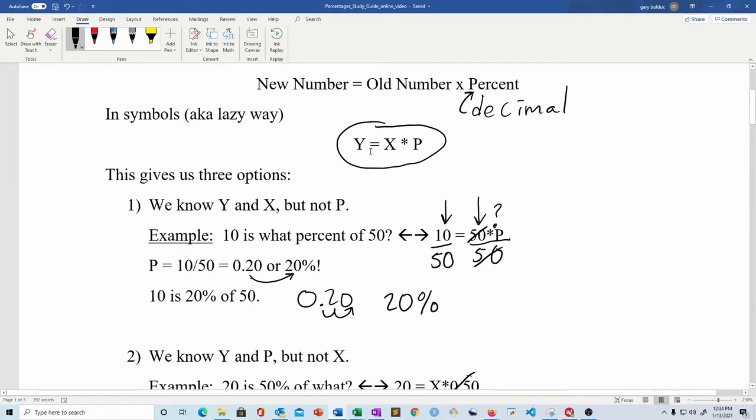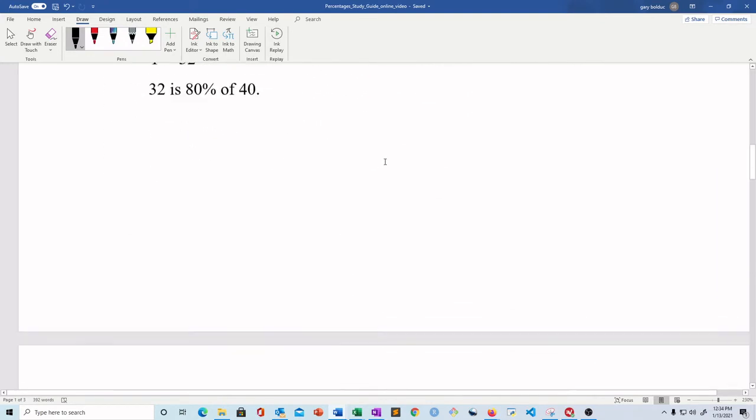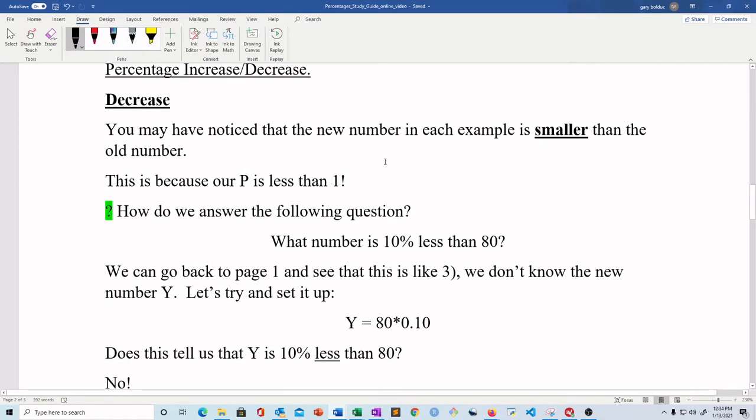You only have to remember one thing. New number equals old number times percent. The only work comes into reading a problem and going, what thing don't I know? Do I not know the new number? Do I not know the old number? Or do I not know the percent? Okay, so let's move on. Let's get down here to the next piece.